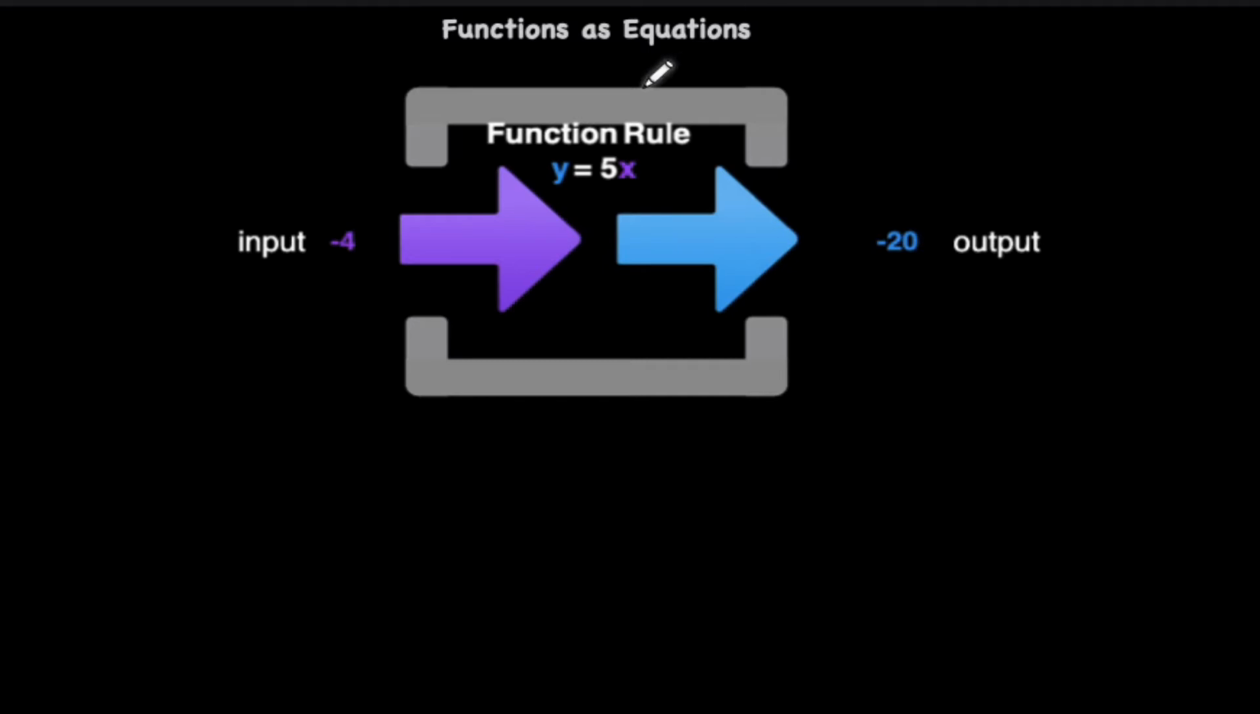So here we have a function rule that's in the form of an equation, and it's read as y equals 5 times x. All right, so we have our x variable and we have our y variable. So remember, your x values is your input, your y values is your output. All right, so we can determine what this function rule is when we plug in the correct numbers.